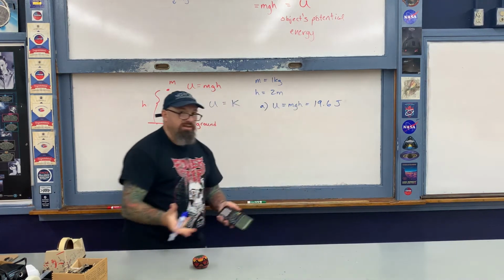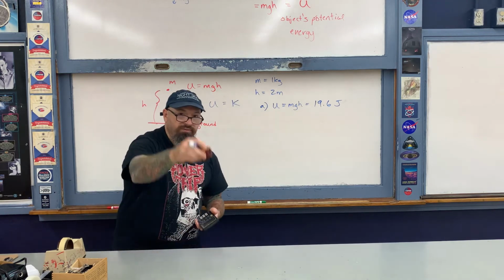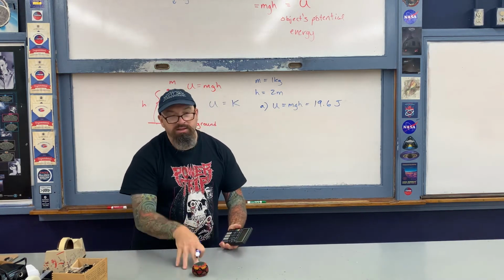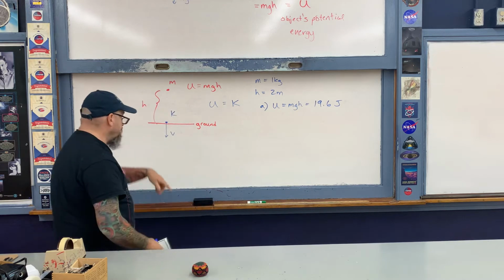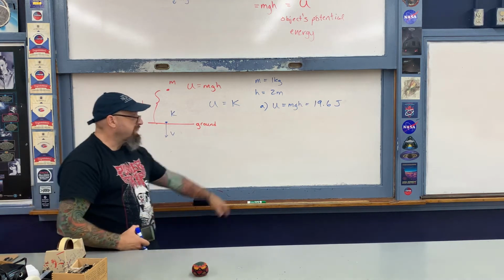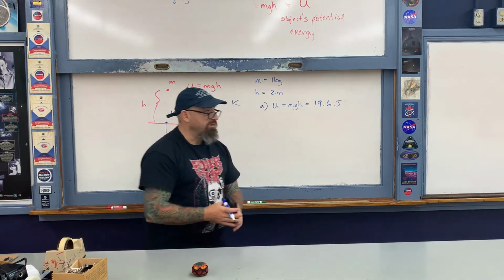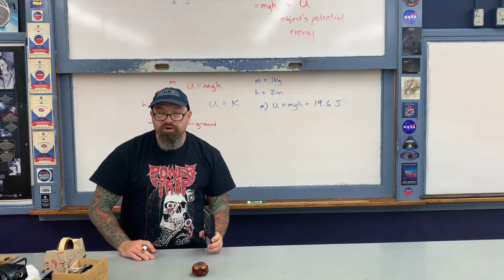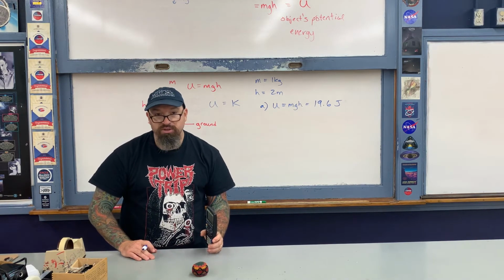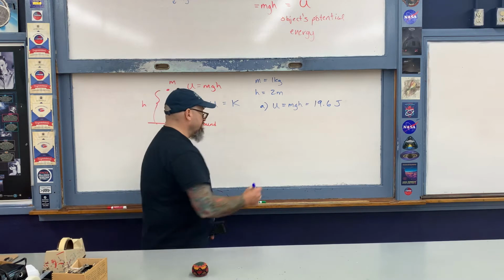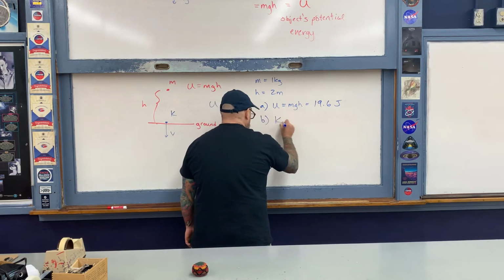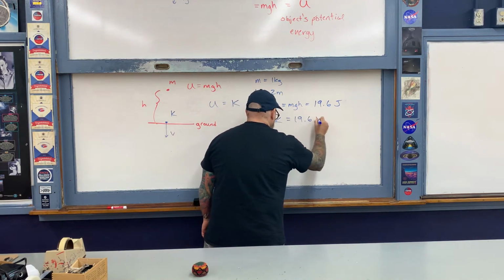And then I release the object from rest, and therefore the kinetic energy that the object has the instant that it returns to its original height, that is the ground, is exactly equal to the amount of potential energy that we started with. So in part B of the problem, the kinetic energy when you return to the ground is exactly the same number. So the kinetic energy K is 19.6 joules.